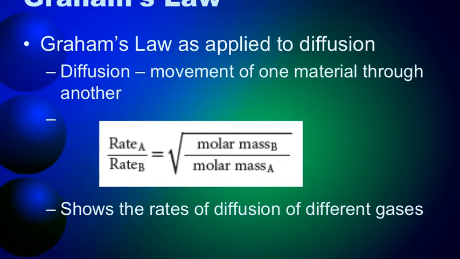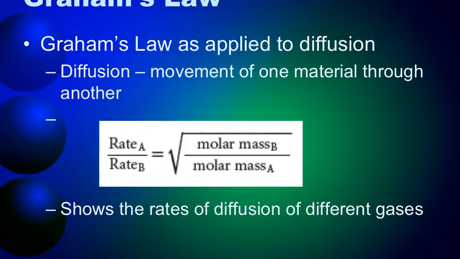Well, rather than just a proportional to statement, Graham developed a law as applied to diffusion. So what it's going to do is compare two gases and their rate of diffusion, moving one material through another, from high concentration to low concentration. And really this is just rearranging the equation for kinetic energy if these things are at the same temperature. So we're not going to go through that whole derivation here. It's good enough that you just see this. And that's the rate of gas A divided by the rate of gas B is equal to the square root of the molar mass of B over the molar mass of A.